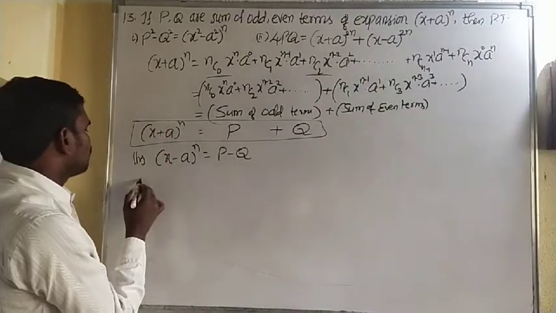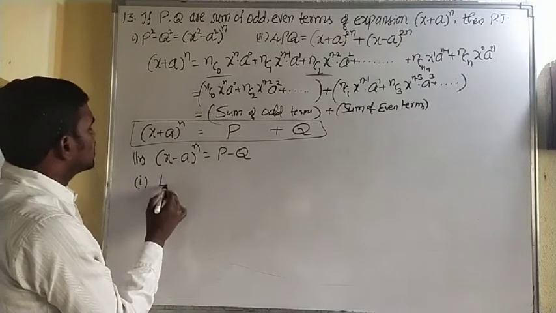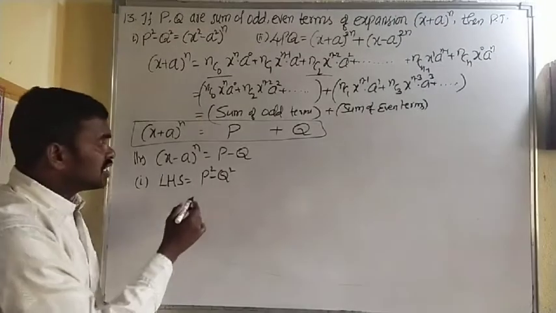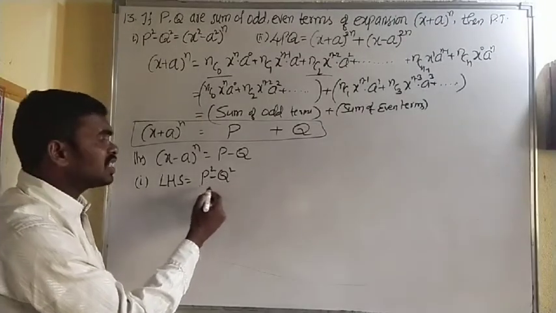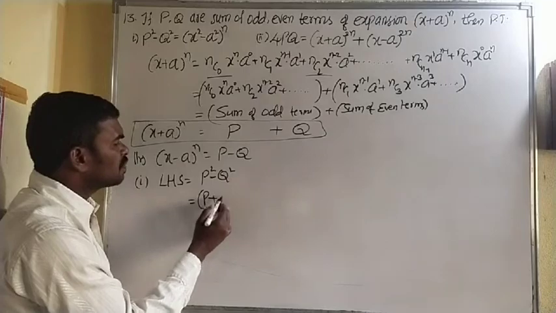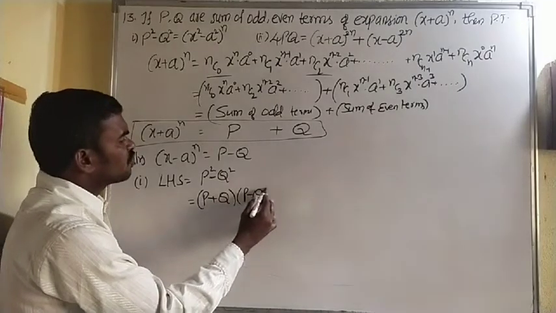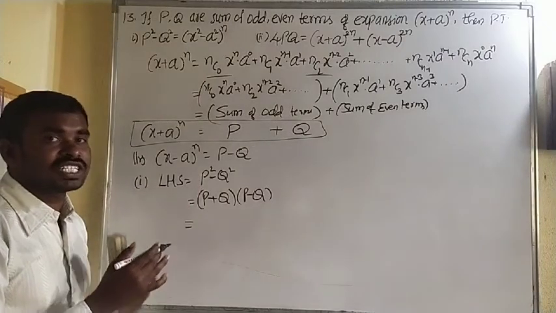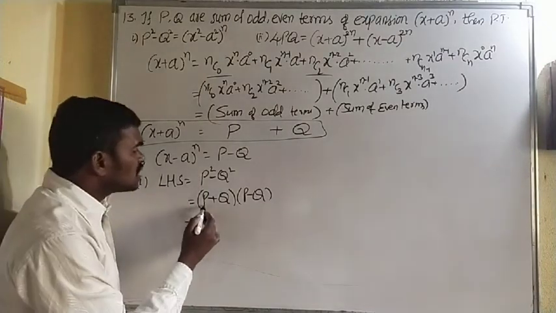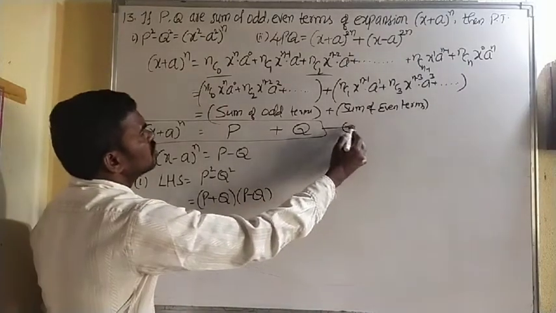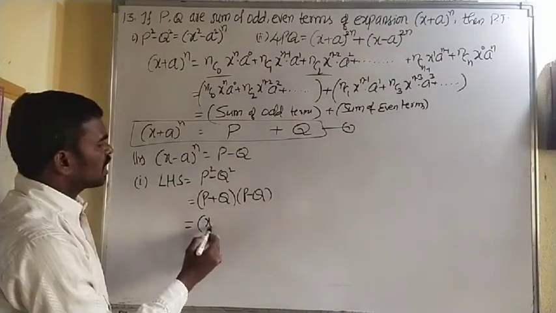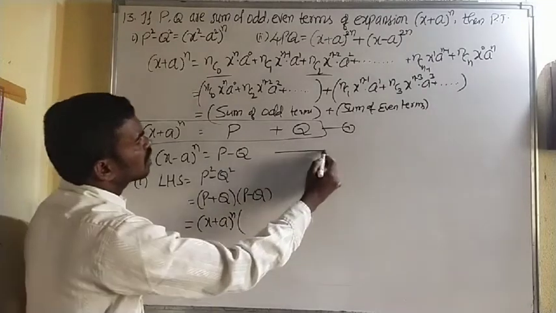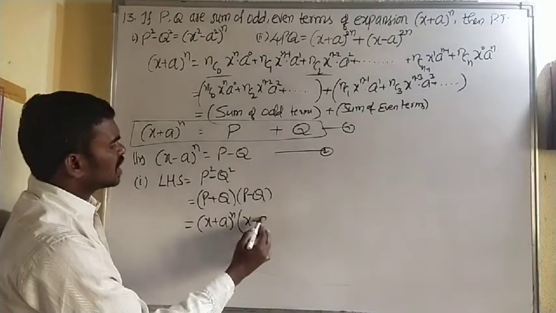So now take the first one. What is the first one? LHS. LHS is P square minus Q square. Can we write this in the form of a square minus b square? So can we write in a plus b into a minus b formation? Means P plus Q into P minus Q formation. It's a small question, but the question looks difficult, but it is not difficult. See this. What is P plus Q? From the first, P plus Q means (x plus a) whole power n, into P minus Q. P minus Q means what? From the second, P minus Q means (x minus a) whole power n.